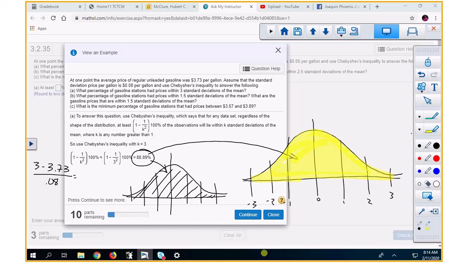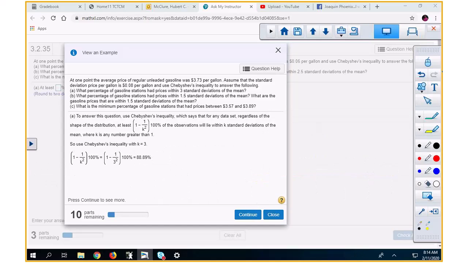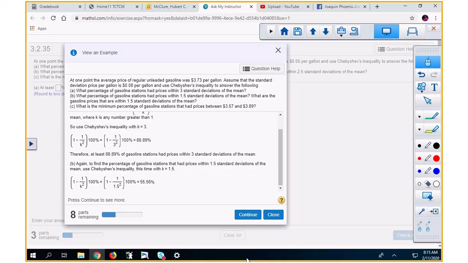So that's that question. All right, it says what percentage of gasoline stations has price within 1.5 standard deviations of the mean? Well, we know this is equal to the score, so we're going to set that equal to 1.5. Or plug in 1.5, whichever. Let me erase this. And there. Plug in 1.5. So k is 1.5. So you're going to, again, draw the curve.